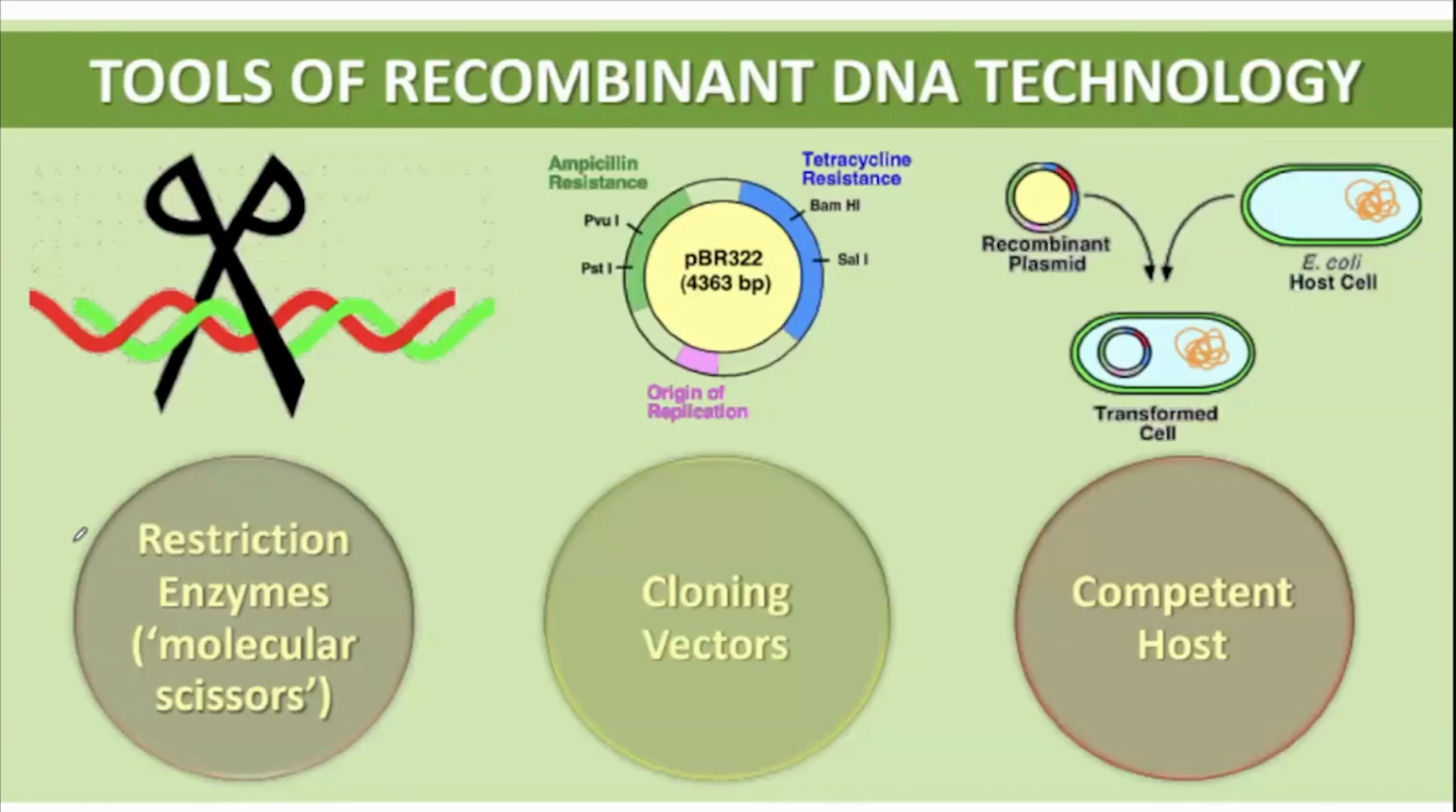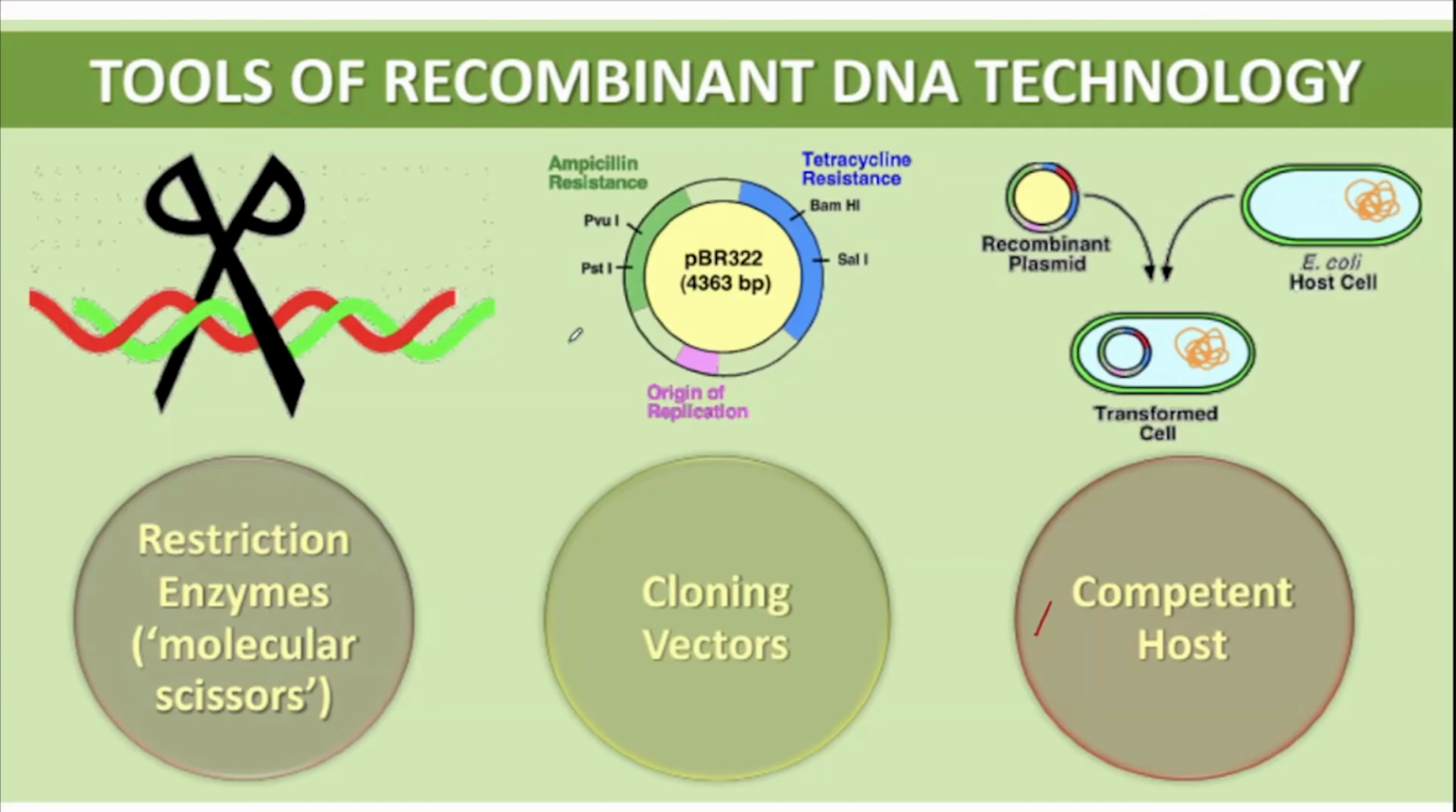Now, for the last few classes, we were discussing the tools of recombinant DNA technology. We learned thoroughly about molecular scissors, the restriction enzymes. Then we learned about the cloning vectors, and then we recently studied the competent host. Again, very important. So in this class, we completed all three tools. Now, let's solve your questions so that you can understand what you have learned and maybe gain confidence from that.